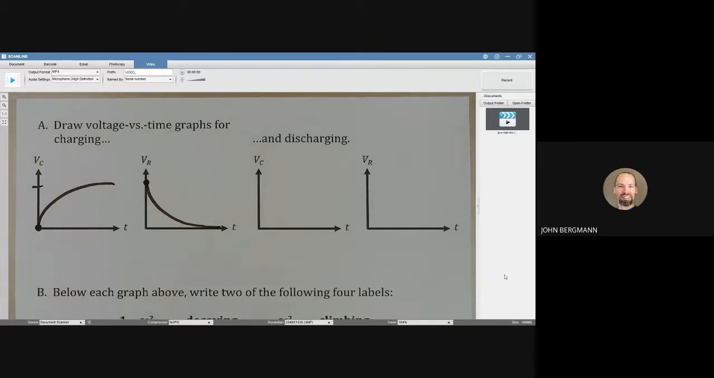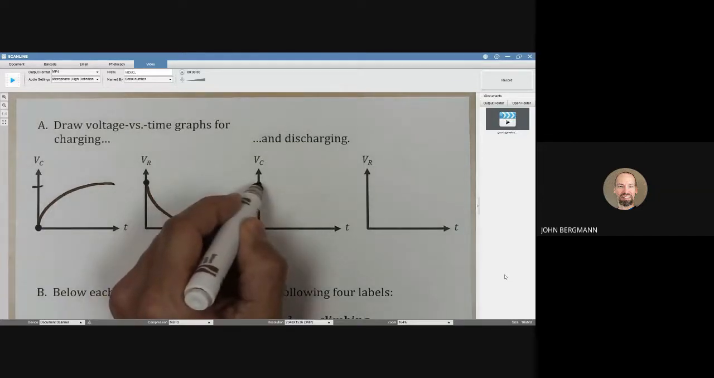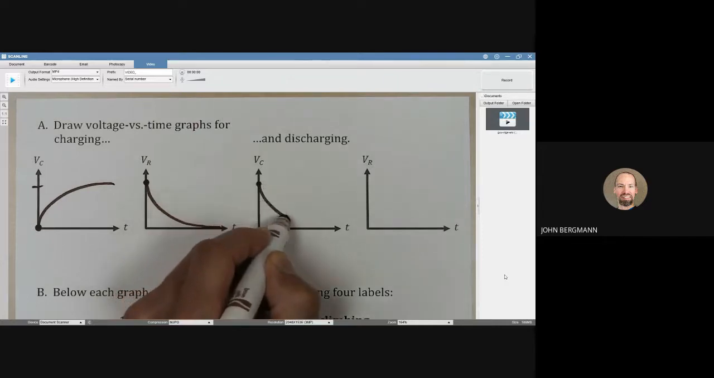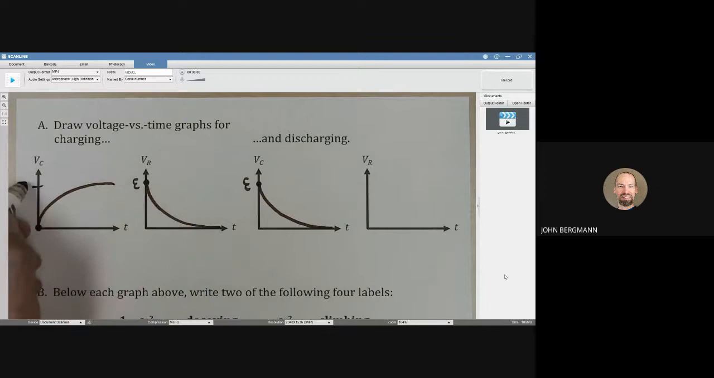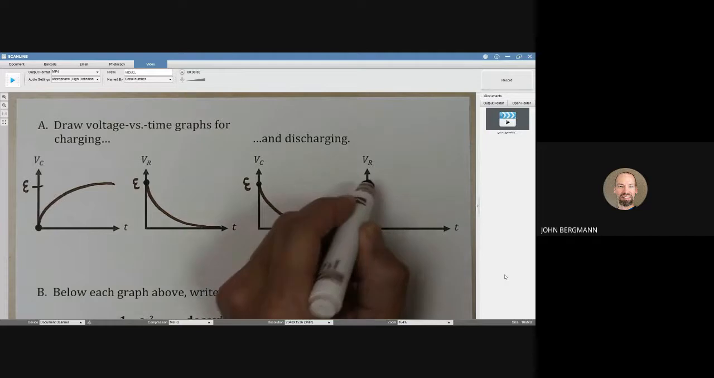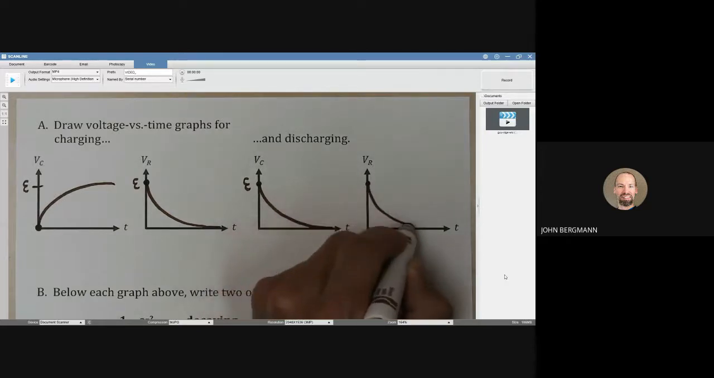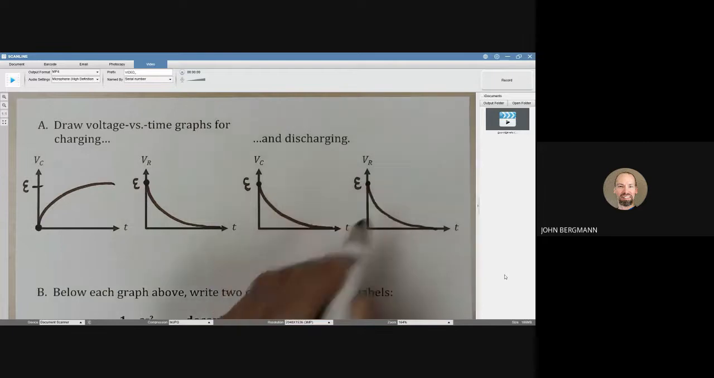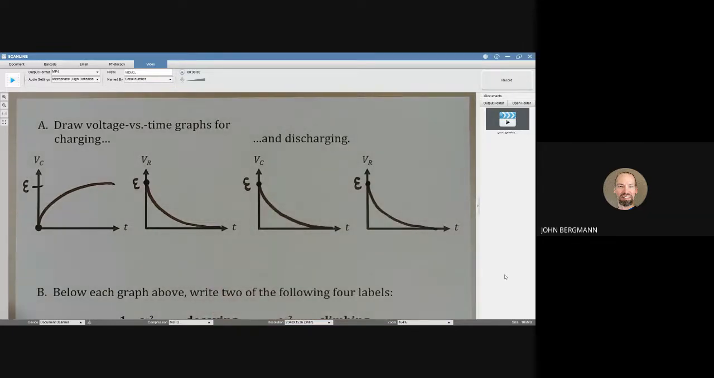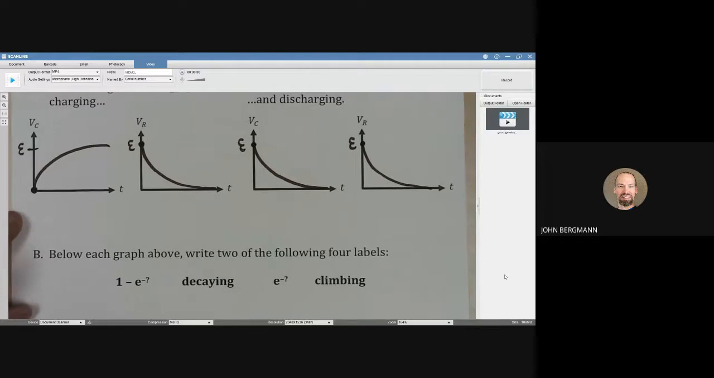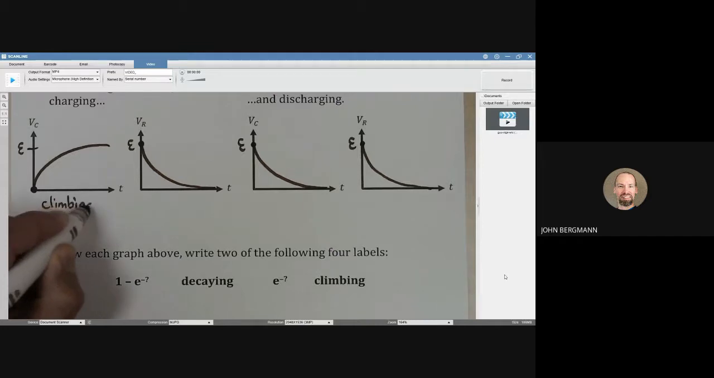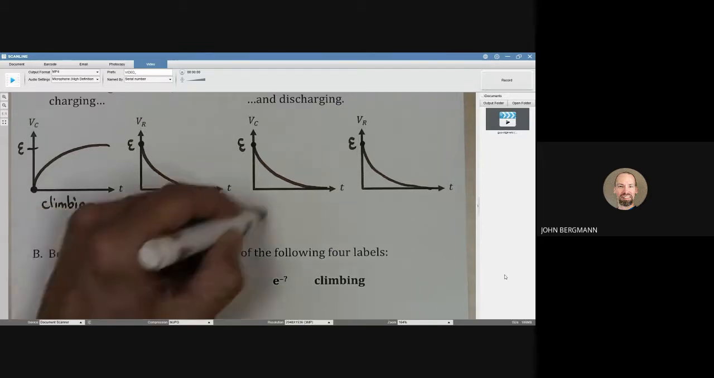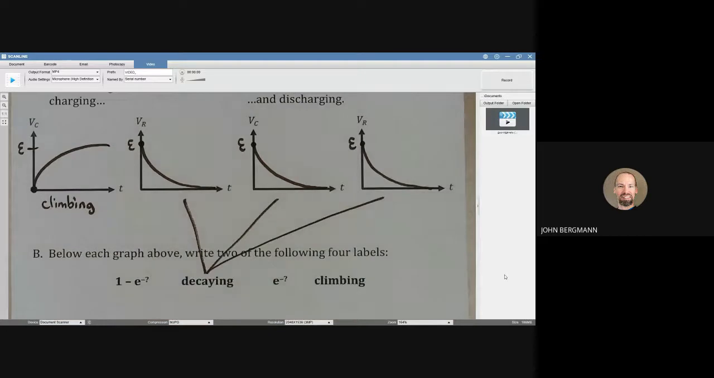Now, when we're discharging, the voltage across the capacitor was a large value, namely the value of the battery, E, so that's where E is right there. And the voltage across the resistor will also change in that fashion because there's no battery in the circuit when we're discharging the capacitor. We remember that whenever we have a graph that looks like this, it is called a climbing graph, and this is called a decaying graph. I'll just draw arrows like that, and those are decaying graphs.